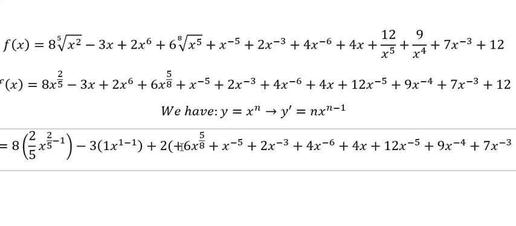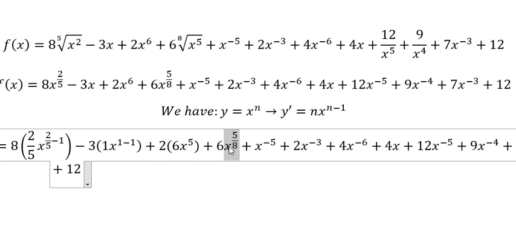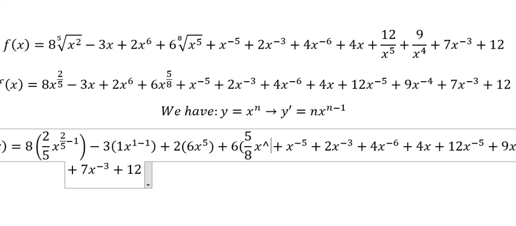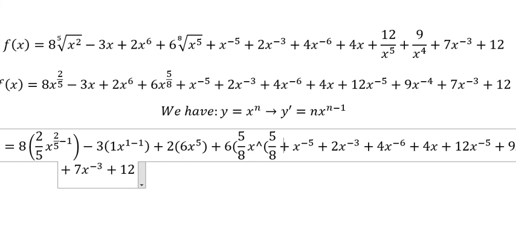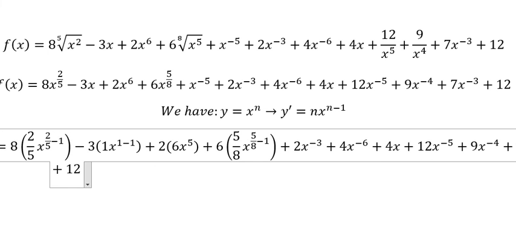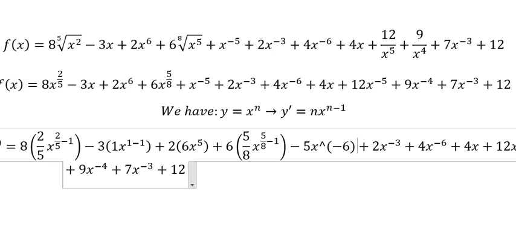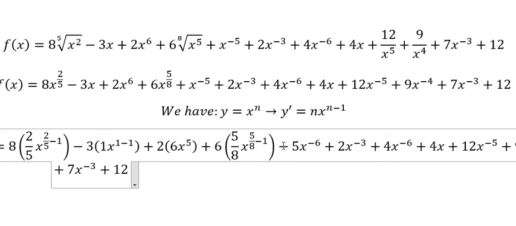This one, 6s to the power of 5. This one, we have 5 over 8 s to the power of 5 over 8 minus 1. This one, we have negative number 5s to the power of negative number 6, because negative number 5 minus 1, we have negative number 6.